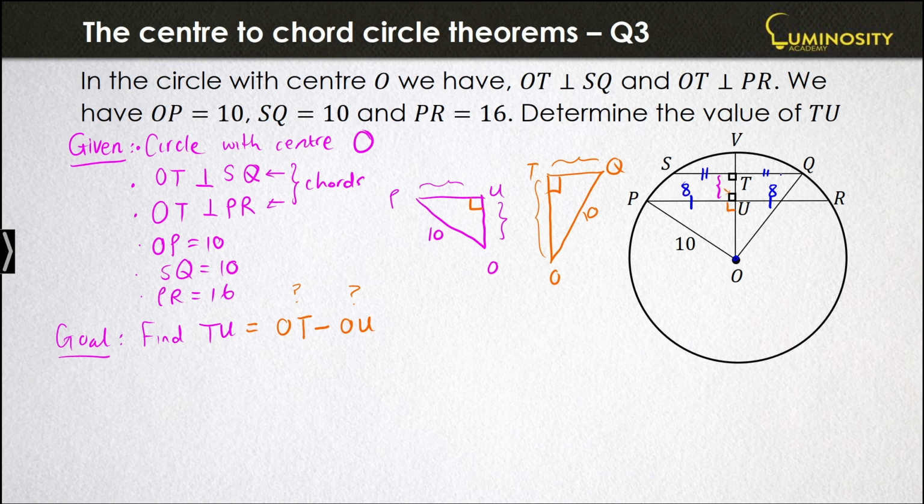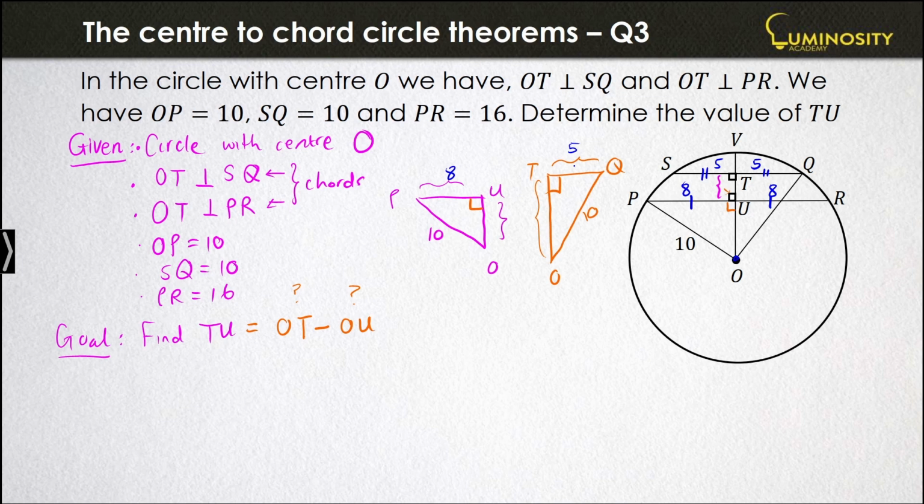Similarly, we know that the perpendicular line bisects the chord SQ. The total length of SQ was given as 10, so this must be 5, and this must be 5. But now look at that. We have the length of PU, which is 8, and we have the length of TQ, which is 5. We now can use the Pythagorean theorem to solve for those two lengths.